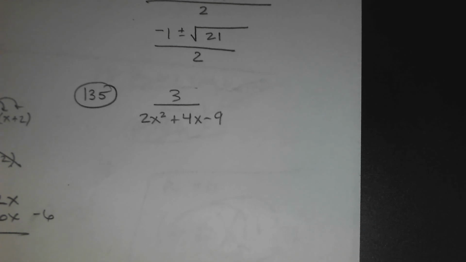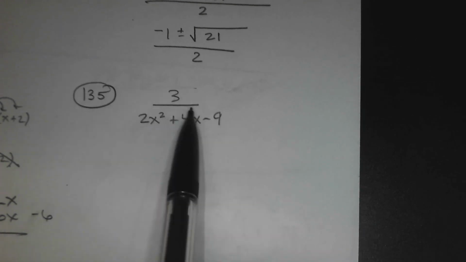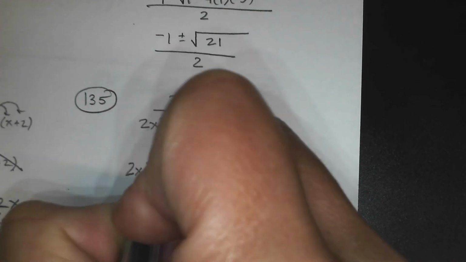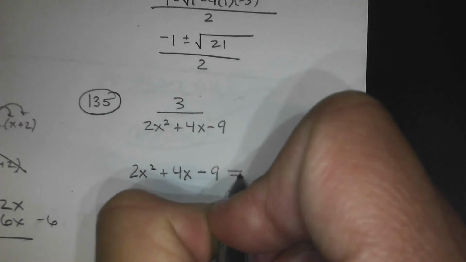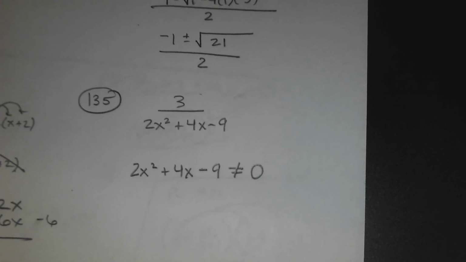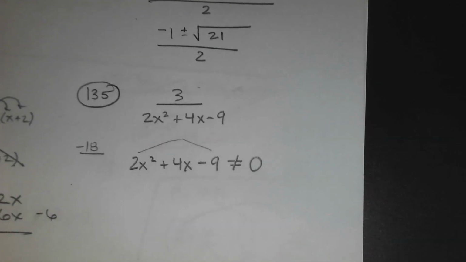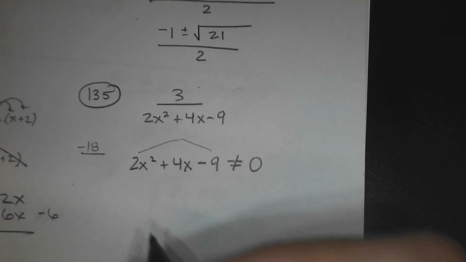So the only numbers that need to be excluded from the domain are ones that make the denominator 0, right? So 2x squared plus 4x minus 9 cannot equal 0, essentially. And I just have to pretty much solve what x cannot equal, which will look identical, except I'll have a little slash through the equal sign. Is this factorable? Are there 2 numbers that multiply to get negative 18 that add to get 4? 1 and 18, 2 and 9, 3 and 6. That's a no, right? So just the quadratic formula.